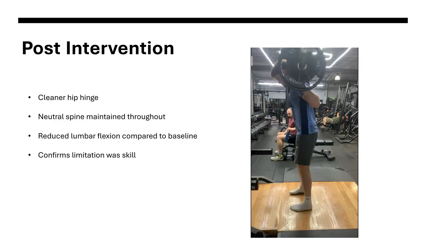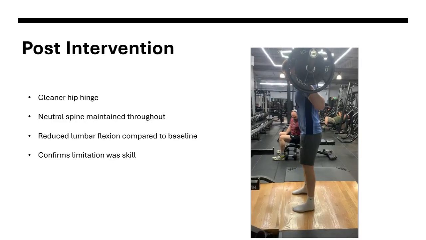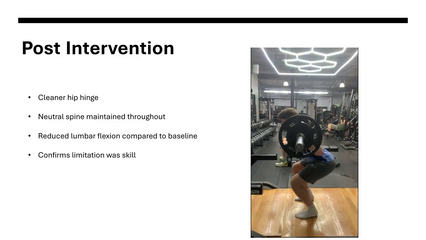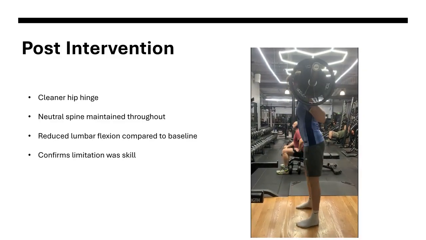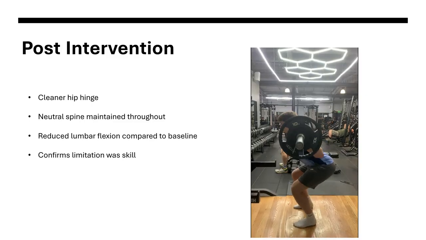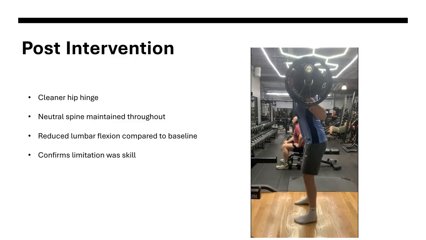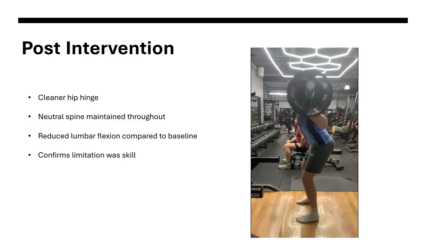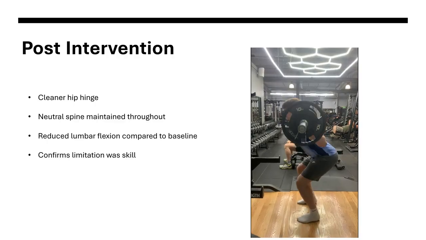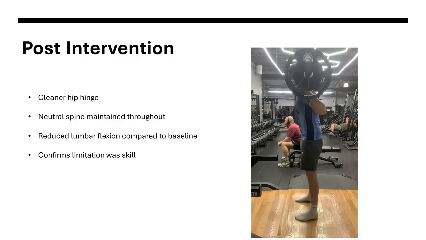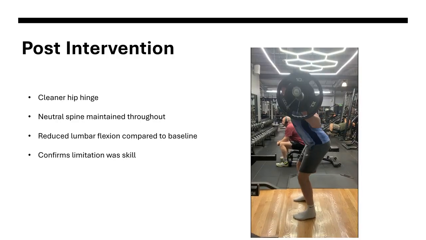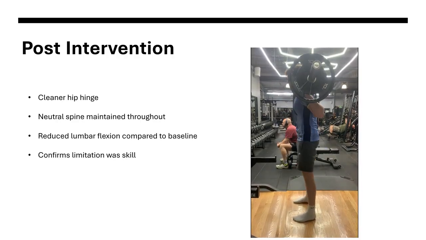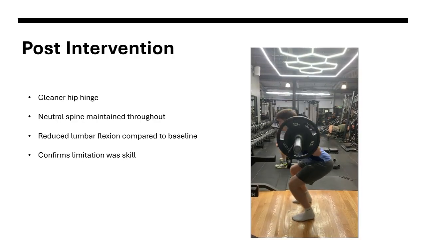After the tempo squat intervention, we can see a clear improvement in George's squat pattern. His hip hinge is more coordinated, the descent is more controlled, and he maintains a more neutral spine throughout. The slight lumbar curve we saw earlier has reduced, showing that his bracing and positional awareness has improved. These changes confirm George's limitation was skill-based because his movement improved significantly with technique-focused practice rather than mobility or capacity interventions.